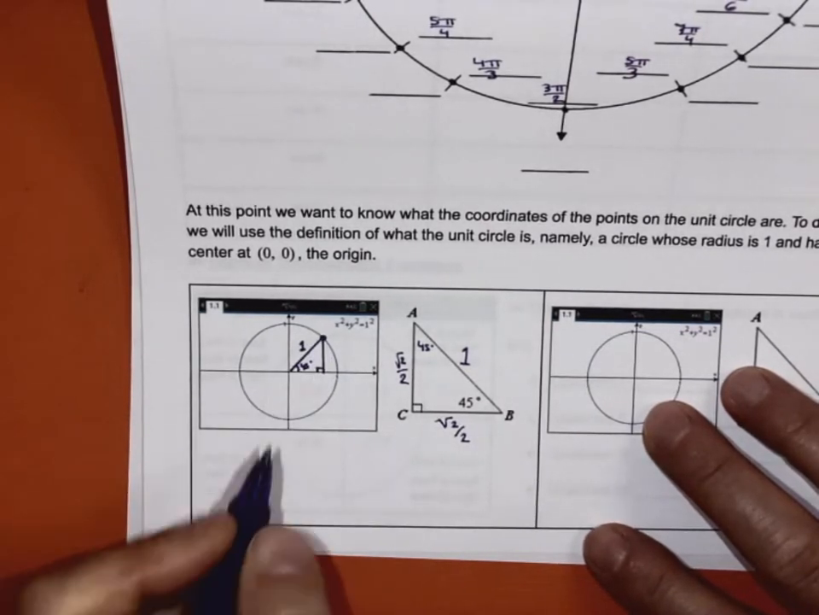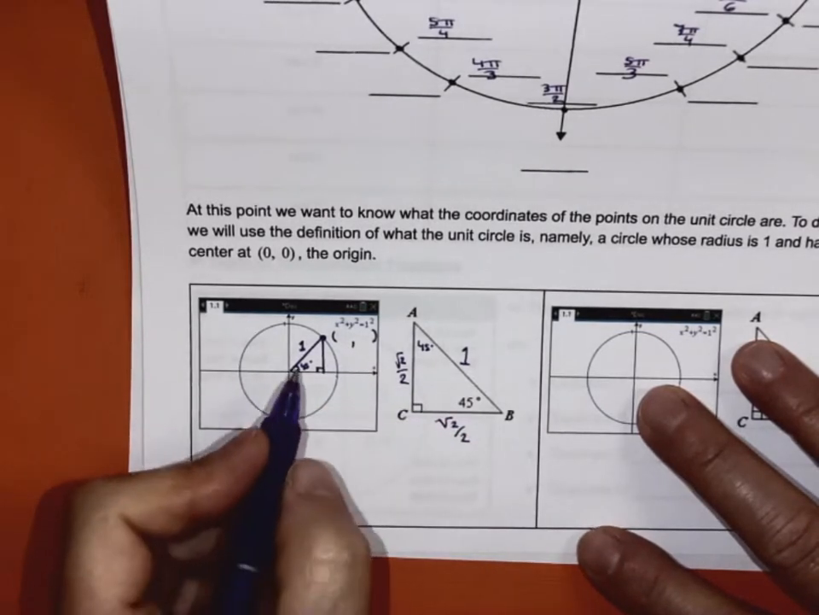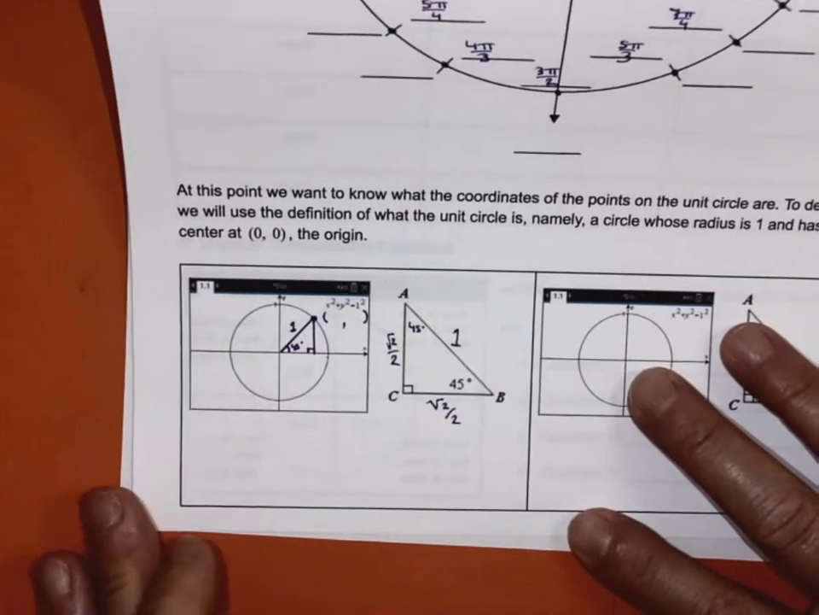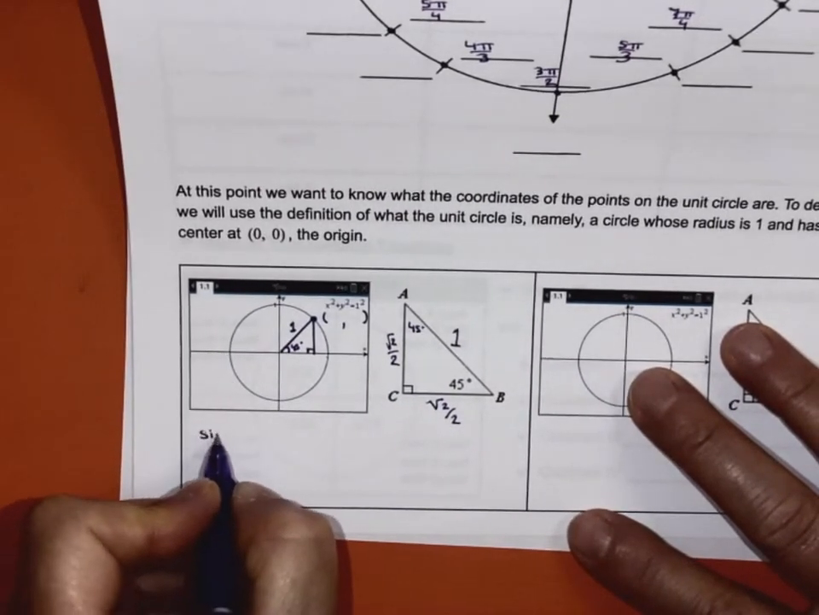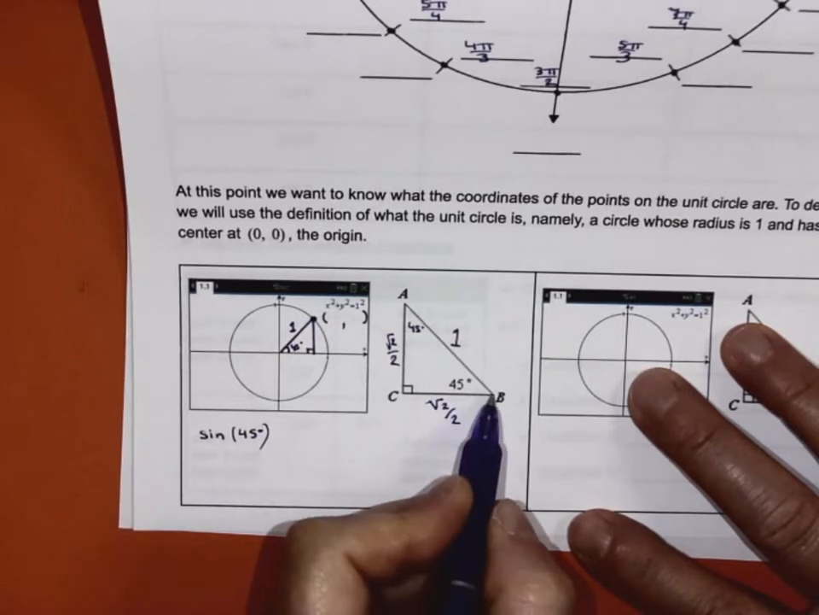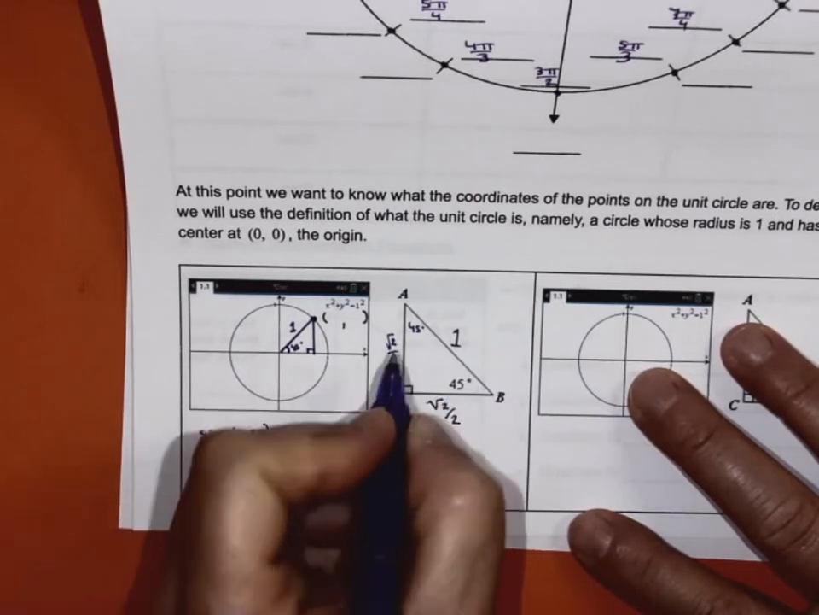So what are those x and y values? Well, let's think about it. When we did the right triangle trigonometry, we said the sine of 45 degrees is opposite over hypotenuse. Hypotenuse being a 1, nicely, that would just be the opposite, right?